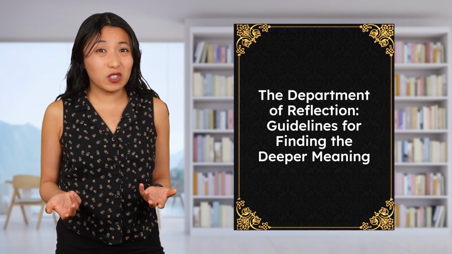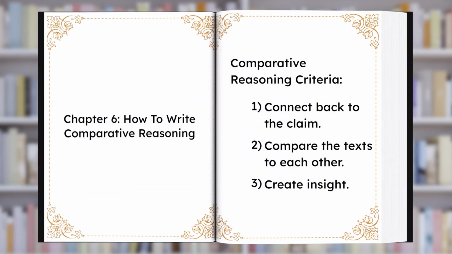So now I have all of my claims for a block outline, and I'm ready to write. Except I'm a bit stuck on this third paragraph. If I've already given the reader all my evidence for both of these ideas, what else do I include? The Department of Reflection is back with How to Write Comparative Reasoning.